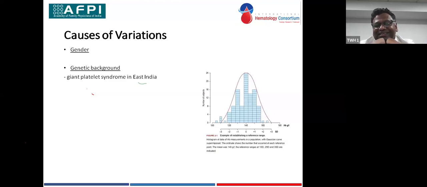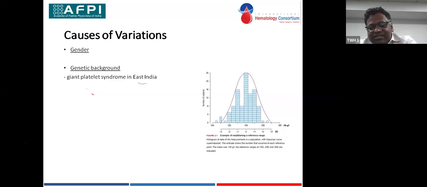Now, one giant platelet is equal to 2, 3 normal platelets. So their normal platelet count may be 1 lakh, not 1.5, because their body does not need 1.5 lakh. They have giant platelets, right? And this is due to a particular mutation in the myosin heavy chain gene, but it does not cause any problems. It does not cause any bleeding. It just gives a false low platelet count.